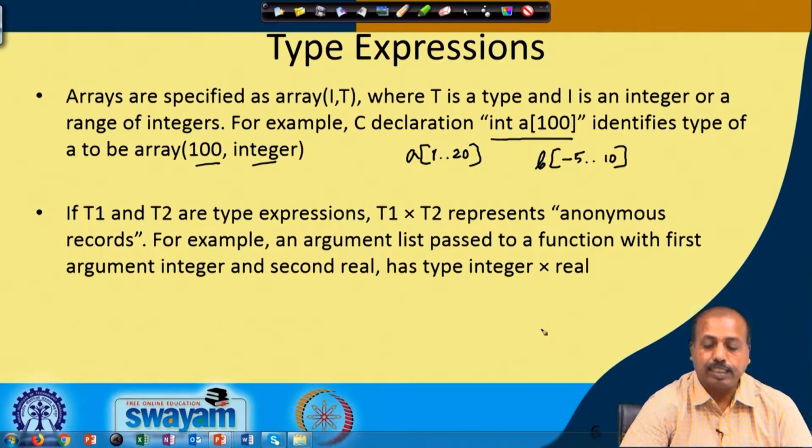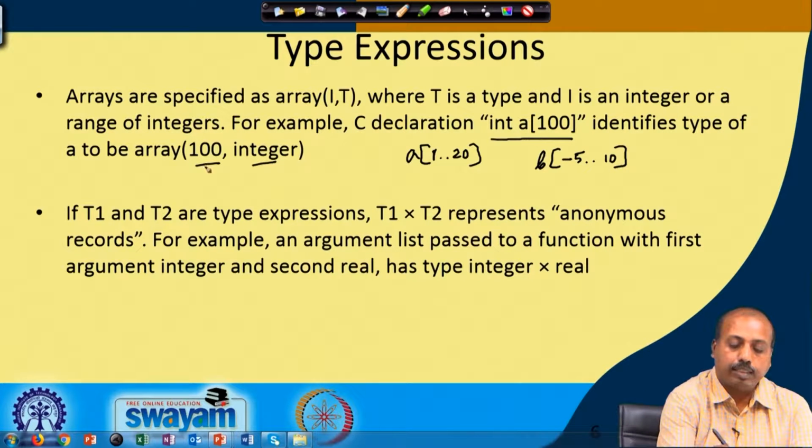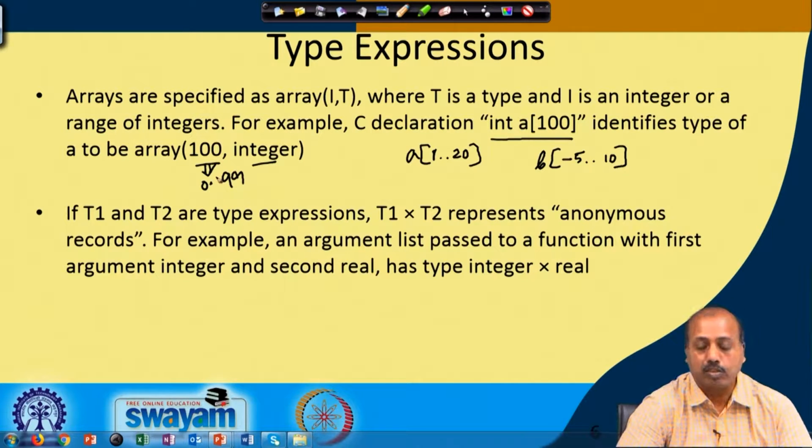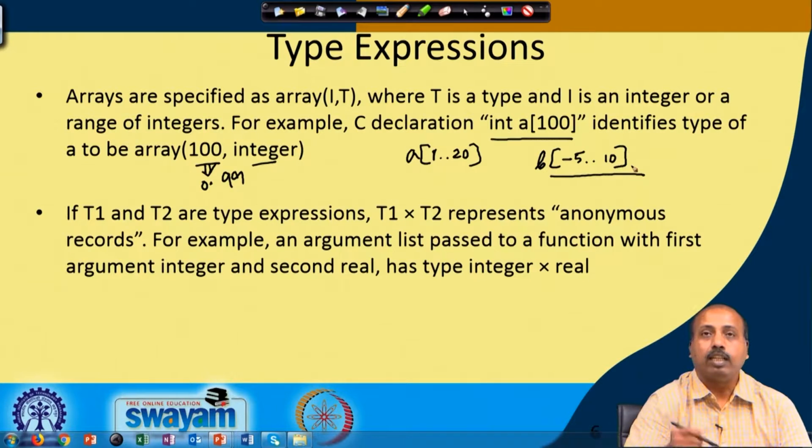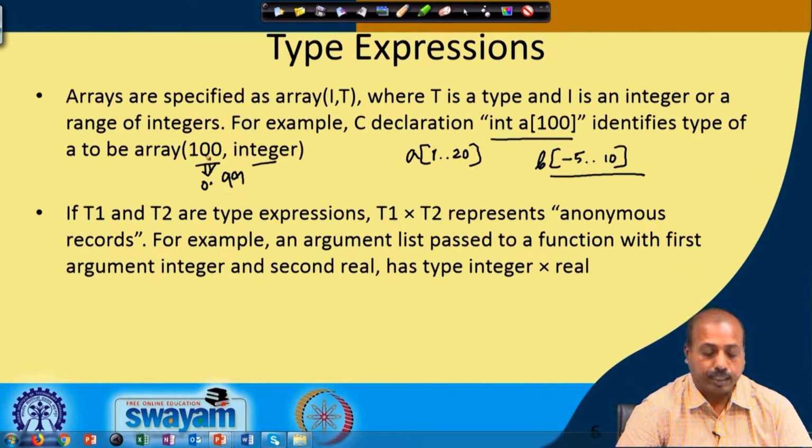In this case the range is obvious. It is 0 to 99. But in some cases it is not so obvious, so you have to be more explicit, like -5 to 10, whereas here the range is implicit in nature. So, that is one type constructor, that is, a collection of elements of some already defined type.